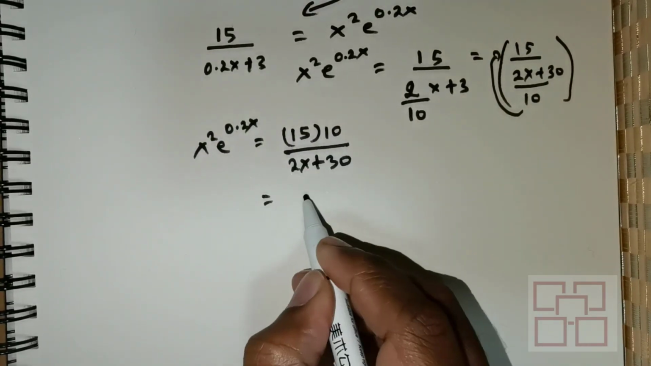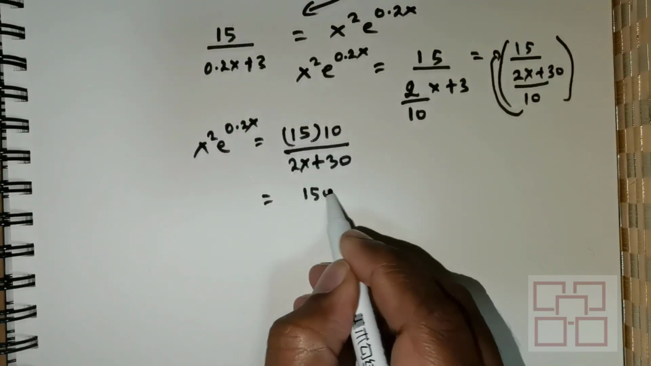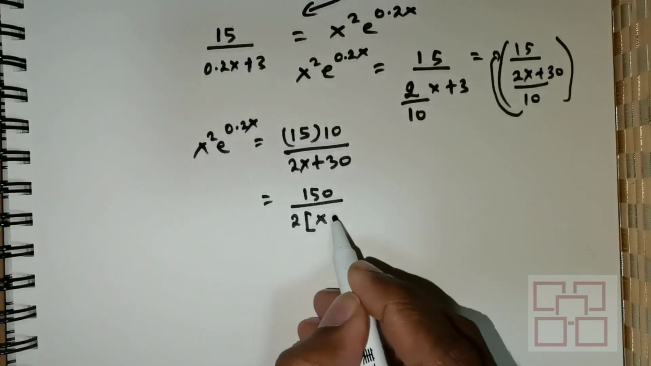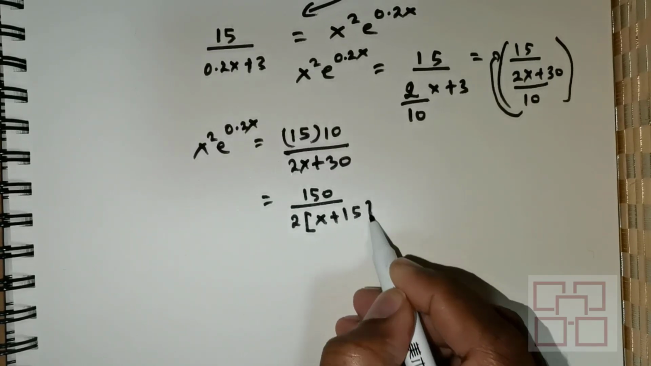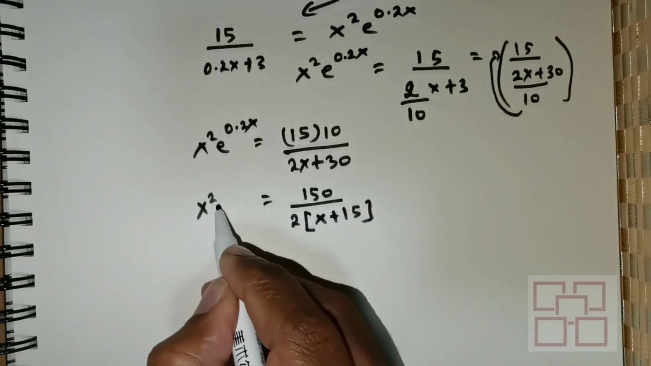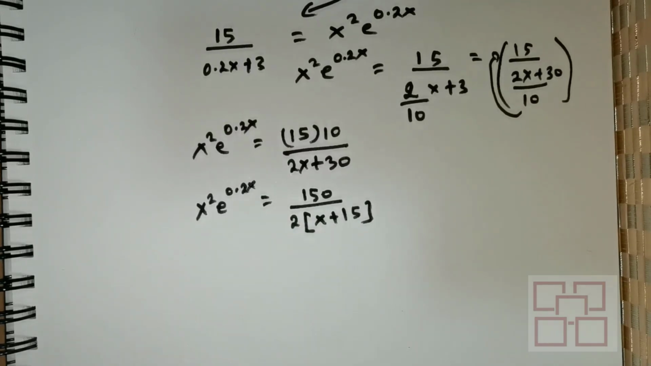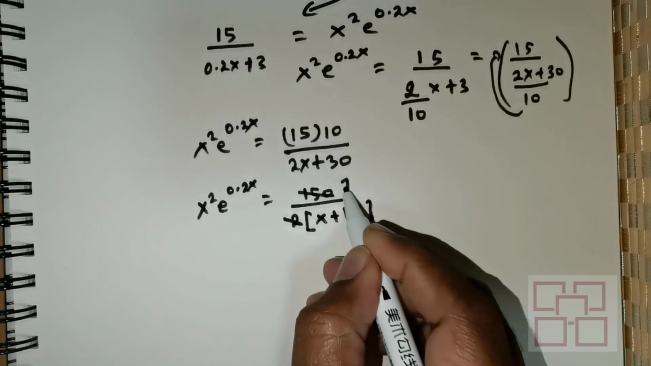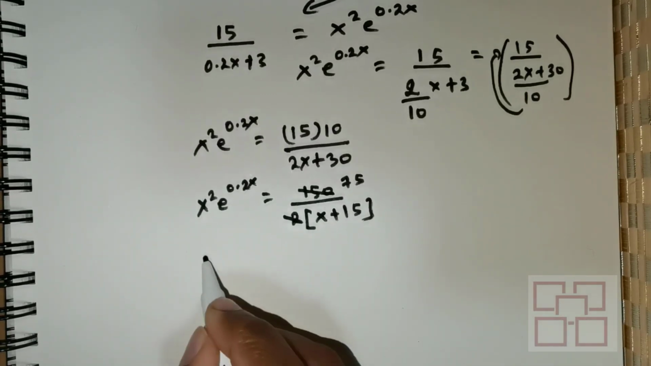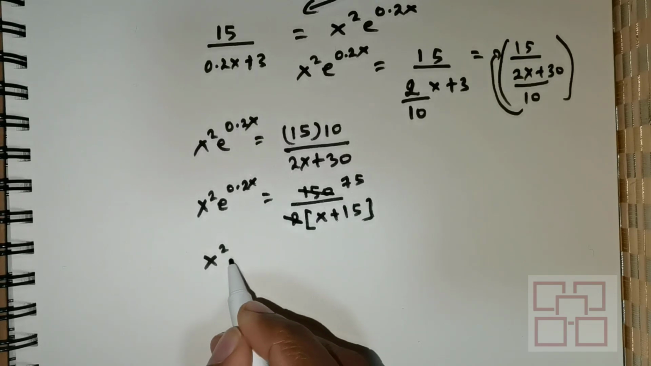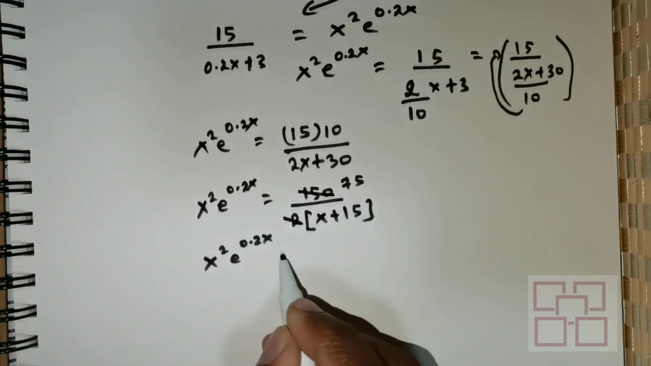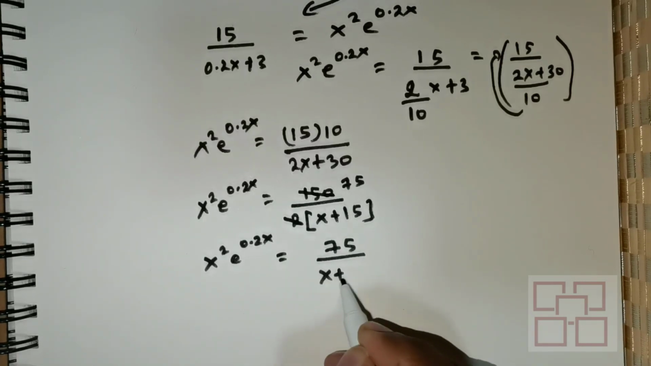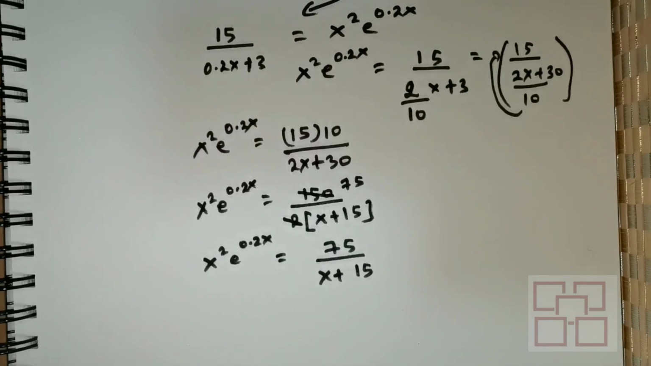Now 15 times 10 would give me 150 divided by 2x plus 30. So I can take the 2 out, which would give me x plus 15. On the left, I've got x squared e raised to the power 0.2 times x. Now I can divide 150 by 2, which gives me 75. So this can be rewritten as x squared times e raised to the power 0.2 times x is equal to 75 divided by x plus 15. So this is what I've got.